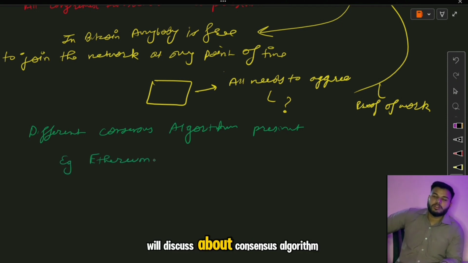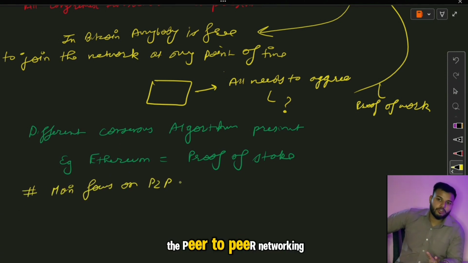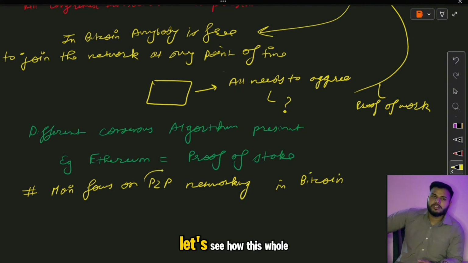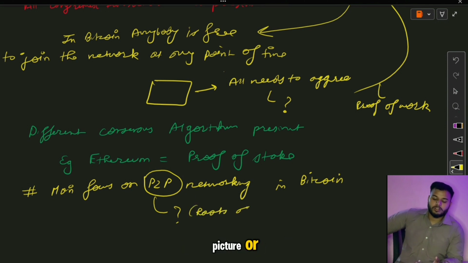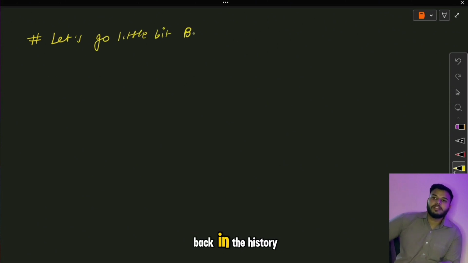We will discuss consensus algorithms in detail in our upcoming videos, but in today's video we will focus mainly on the peer-to-peer networking which is used in Bitcoin. Before going into the details of peer-to-peer networking, let's see how it came into the picture, or what the roots of peer-to-peer networking were. Let's go a little bit back in history.